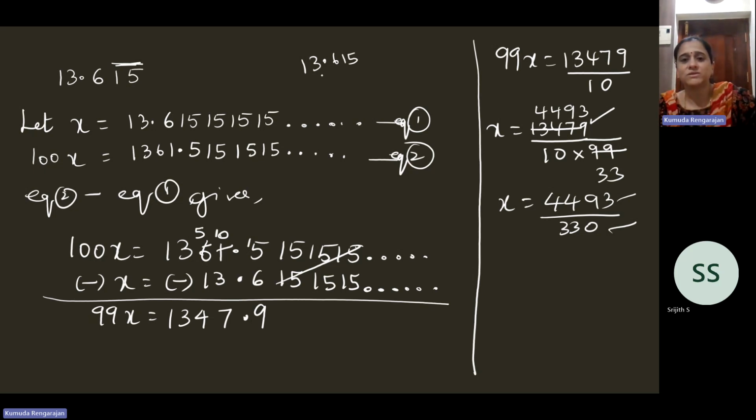If it's a terminating decimal, 13.615, this one is 13615 by 1000. That's all. For 13.615, you should not use this X method. X method is only if there's a bar like this. One bar is everything.